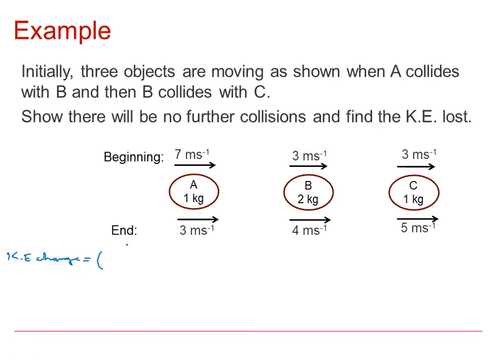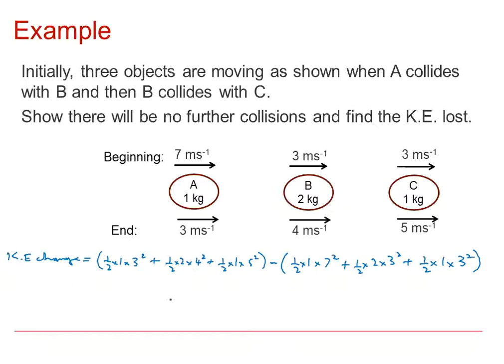So that's the final kinetic energy first. So we've got a half, 1 kilogram moving at 3, and we've got a half, 2 kilograms moving at 4, and we've got a half, 1 kilogram moving at 5. That's the final kinetic energy. Take off the initial kinetic energy. So half, 1 kilogram moving at 7, plus a half, 2 kilograms moving at 3, plus a half, 1 kilogram moving at 3.